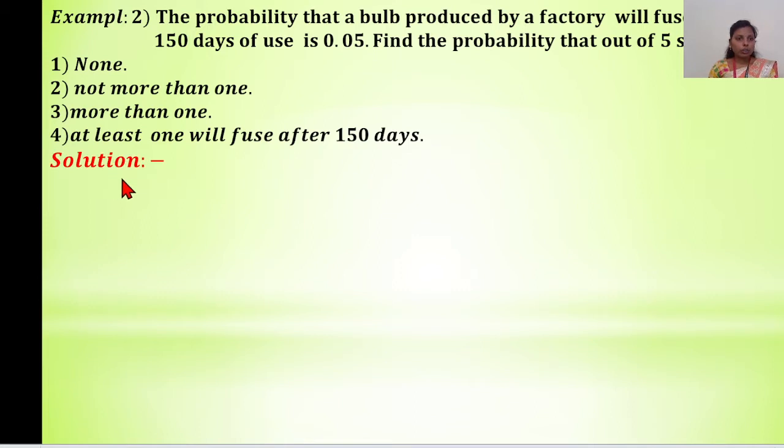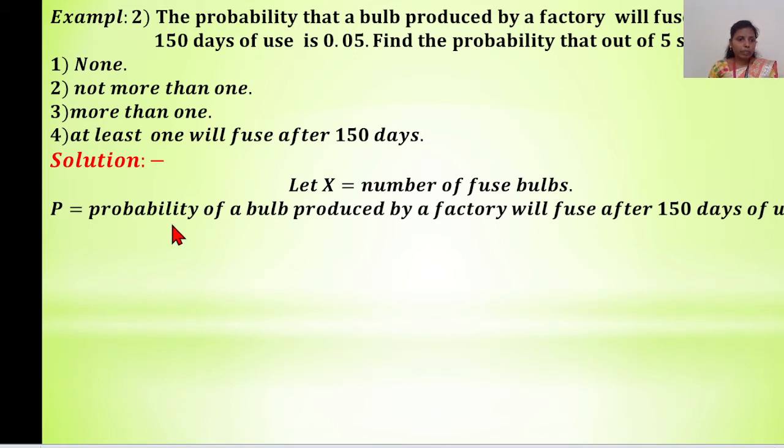Let us see the solution of that example. Let X be the number of fused bulbs and P be the probability of a bulb produced by a factory will fuse after 150 days of use. Therefore, we have to give the value of P. P is equal to 0.05 and Q is equal to 1 minus P.